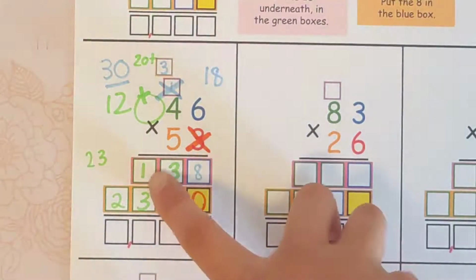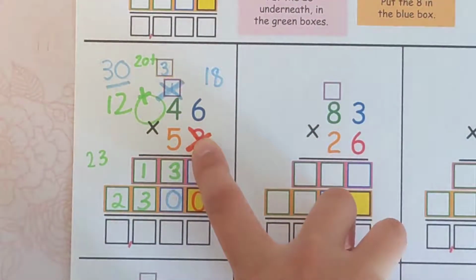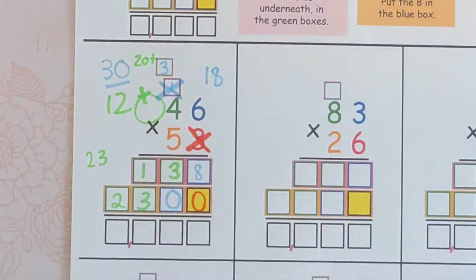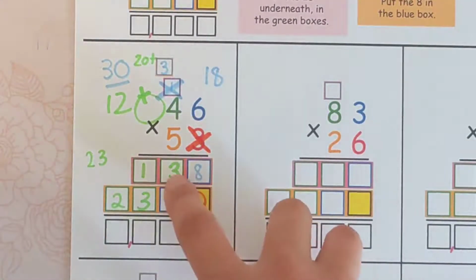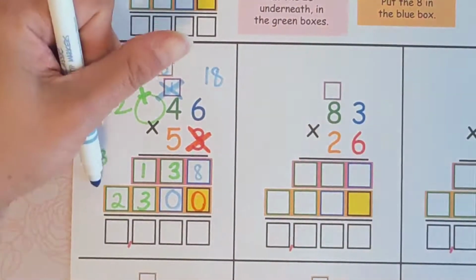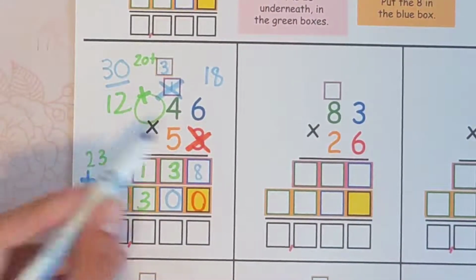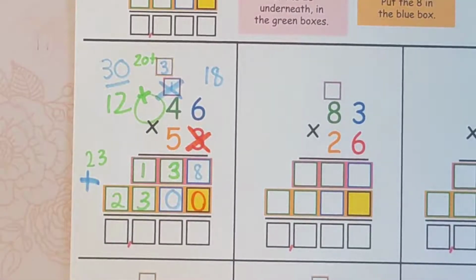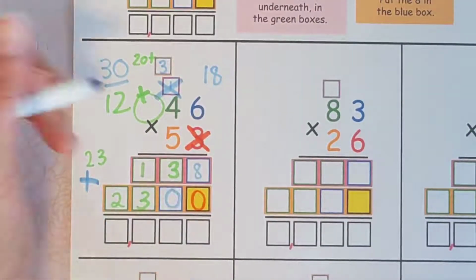Okay, so if this top row is 3 times 46 and this bottom row is 50 times 46, if you want 53 times 46, you add this together. So we'll put an addition sign in here. And we're just going to add and carry if you need to. On this one we don't have to, but in others you might have to.